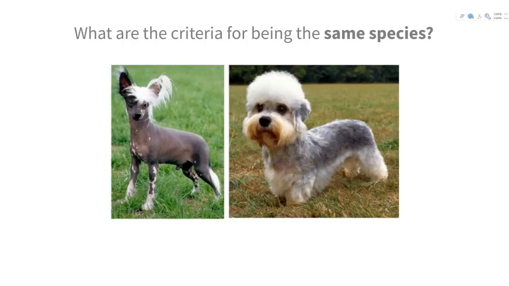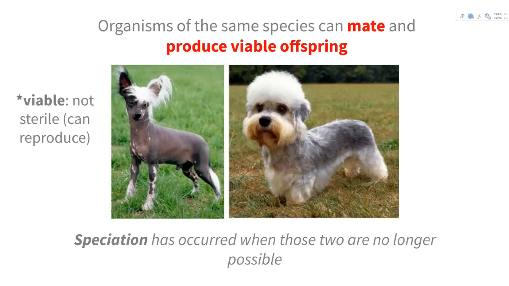What are the criteria for being the same species? Well, organisms of the same species can mate and produce viable offspring. Okay, if you're viable, it means that you're not sterile, or otherwise you can reproduce. Okay, so speciation has occurred when these two are no longer possible. You are no longer the same species if you cannot mate, and you also can't produce viable offspring.